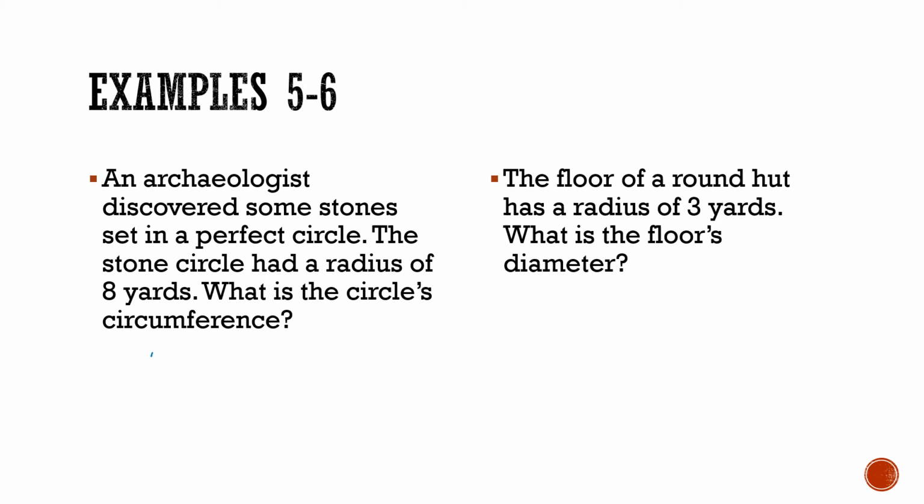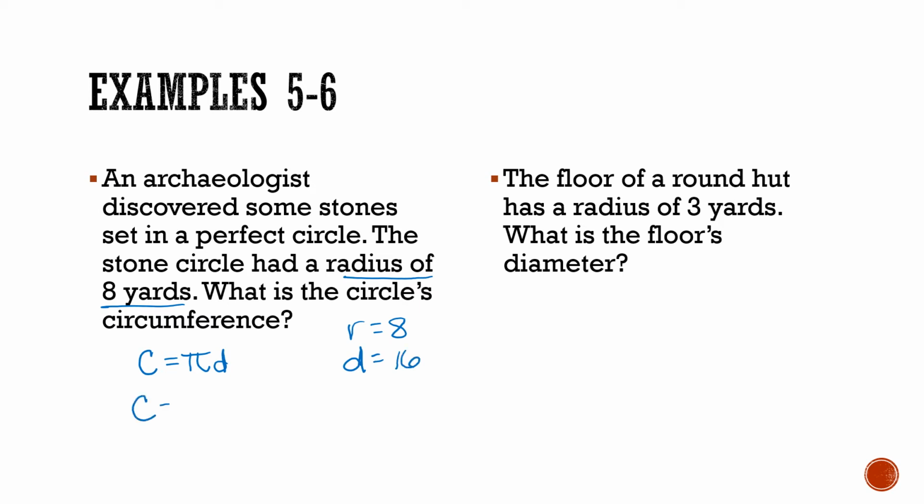So for circumference, I always use C equals pi d. And we're told that the radius was 8. So if the radius was 8, I need the diameter for my formula. So that's twice the amount of the radius, which would be 16.